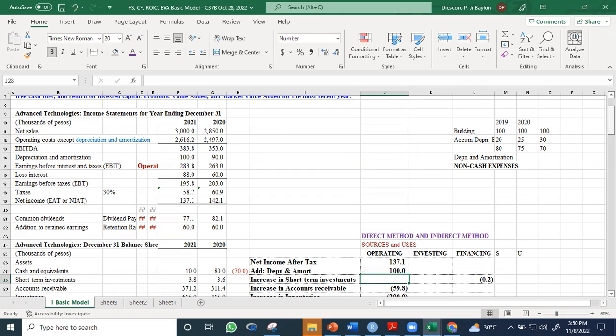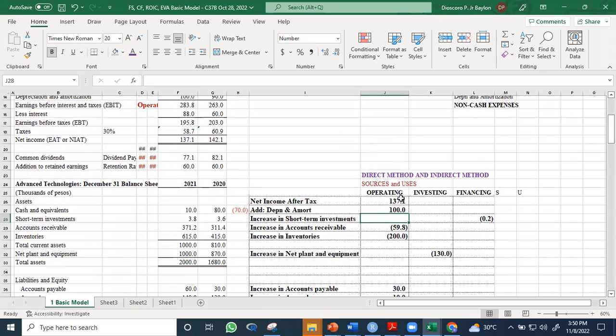Alright. So tama na yung ano natin. Si net cash natin, net income after tax, na-convert na natin siya into cash. Okay? So clear, class? Okay. Any questions?